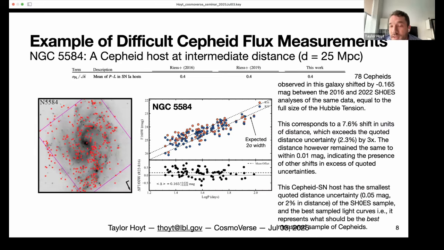This is one of the best measured Cepheid galaxies. It has the most densely sampled light curves at all band passes, so it should really be kind of the gold standard Cepheid distance measurement.